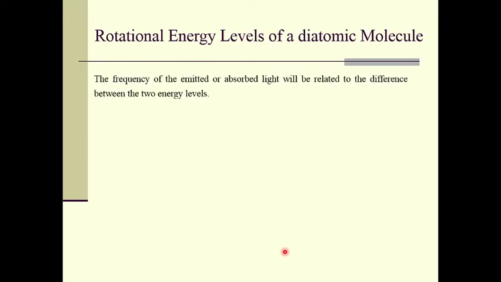The frequency of emitted or absorbed light will be related to the difference between two energy levels, that we know: h nu is equal to E2 minus E1, and nu is the frequency of radiation that will be emitted or absorbed when the interaction between these two energy levels takes place. So this frequency of radiation is related to the difference between the two energy levels, and therefore nu is equal to E2 minus E1, that we call delta E upon h, where h is Planck's constant, and the frequency is in hertz.